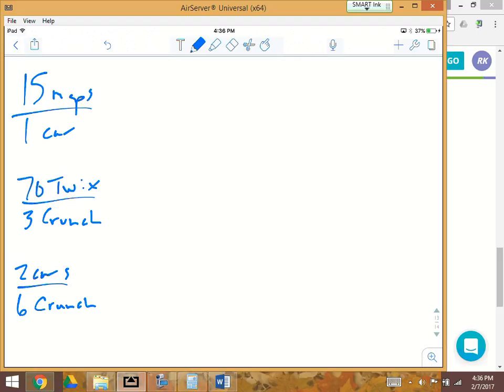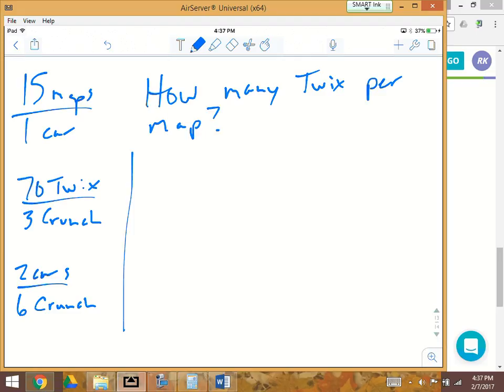So I can say, how many Twix are there per map? Okay, again, I'm just picking one. It's no real big reason. So how many Twix per map? So that's my question, and here's all my information.